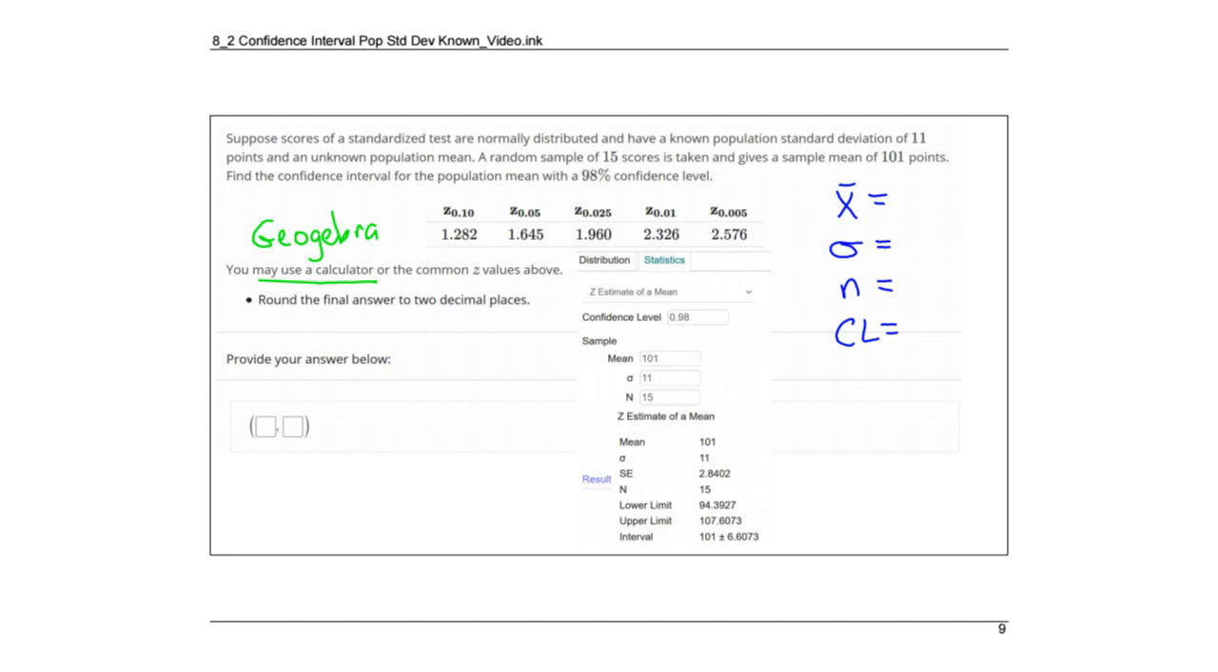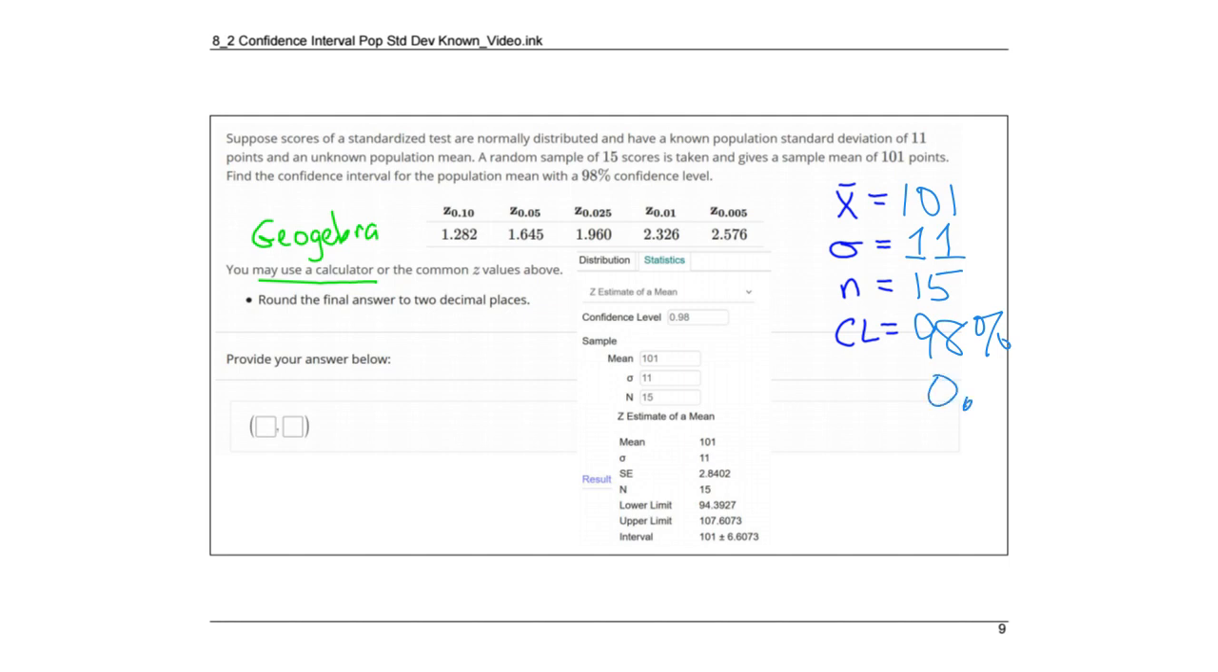Now, some of the problems don't even make you use the z-table at all. They just want the confidence interval, and it says you can use a calculator or you can use the common z-values above. So we're going to use GeoGebra, but let's take a look at the problem. Suppose scores of a standardized test are normally distributed and have a known population standard deviation of 11 points. A random sample of 15 scores, so that's my sample size, is taken and the sample mean ends up being 101 points. We want to find a 98% confidence level.